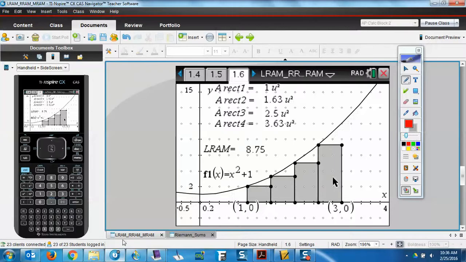Okay? So we know how to do rectangles. So I'm going to put 4 rectangles. Now these are 4 special rectangles. Notice it says LRAM equals 8.75. LRAM stands for left rectangle approximation method. We'll just say left rectangles. Left rectangles. Now why are those left rectangles?